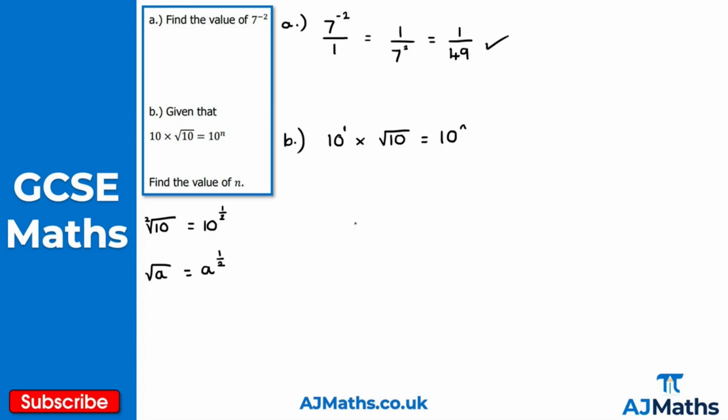Okay. So what I've got here then is 10 to the power of 1 times 10 to the power of a half, and that's all equal to 10 to the power of n. Okay, when we simplify this now, that would simply give us n there. Because the base is the same here, they're both 10, we can then add the powers here. So when you're multiplying like this, we add the powers. What I'm going to get then is 10 to the power of 1 plus a half.